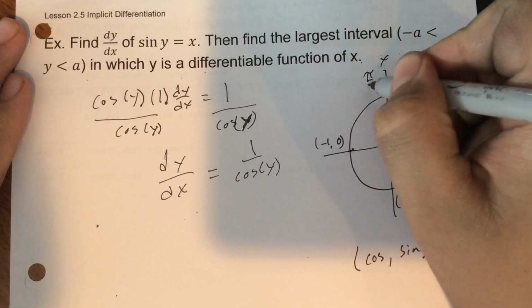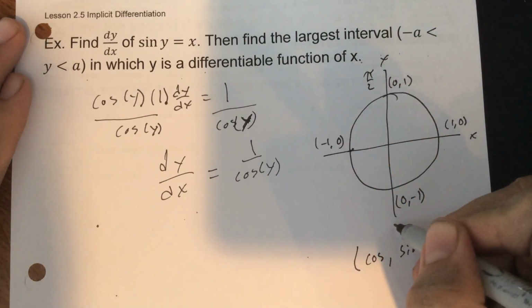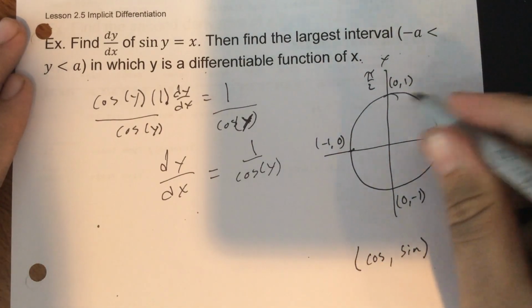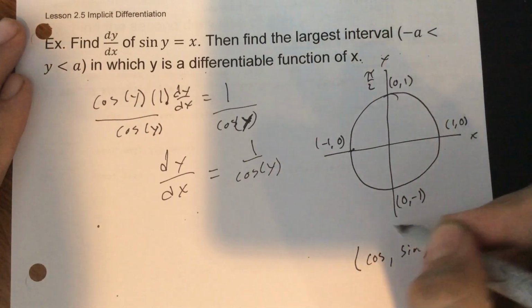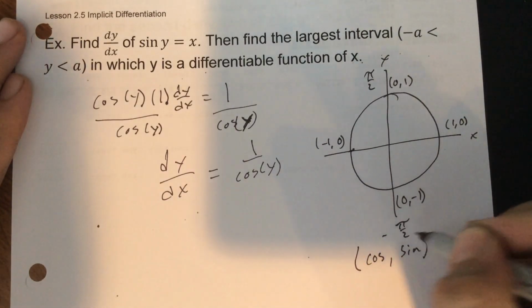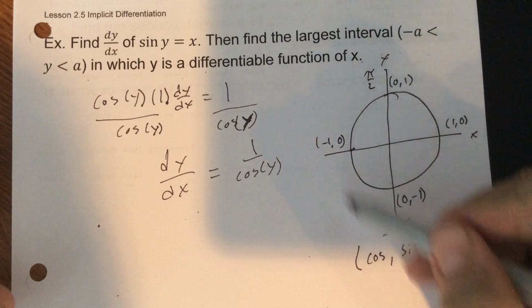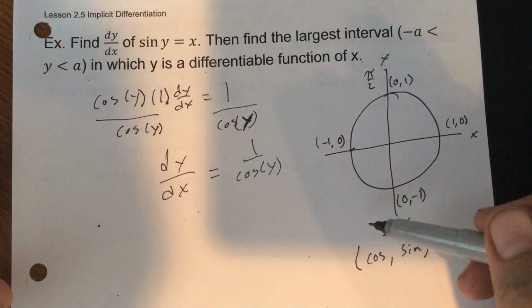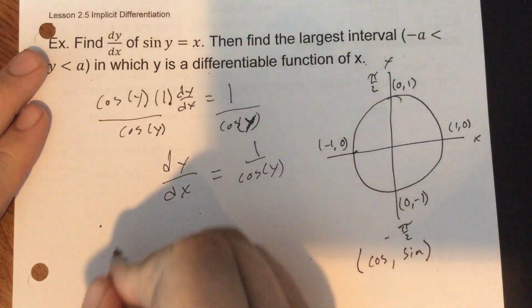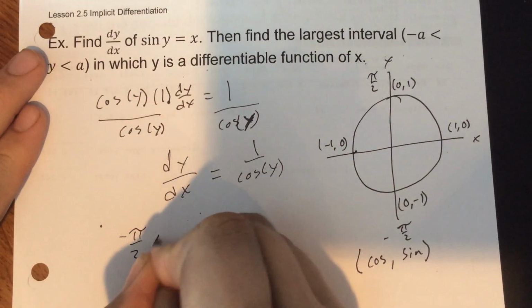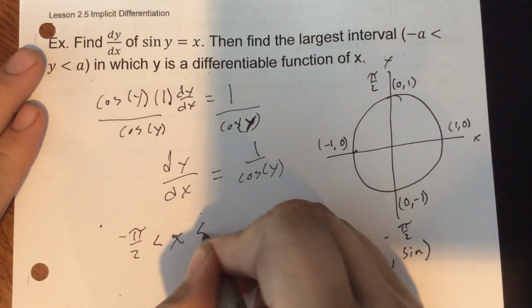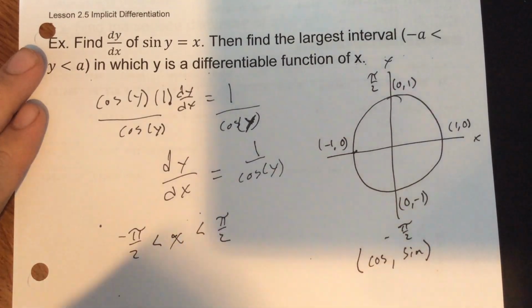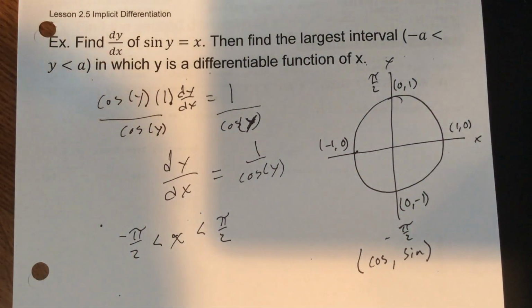So at pi over 2 and, well, we're going to stick to this side. If we rotate down, this would be negative pi over 2, because remember, it can continue to go around. Going up is positive, rotating down is negative. So we're going to say it's from negative pi over 2 less than x less than pi over 2 where we're going to be differentiable. That's where the derivative will exist.